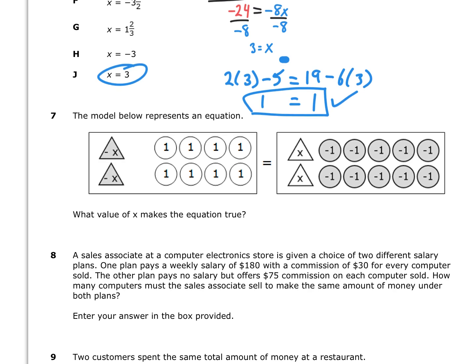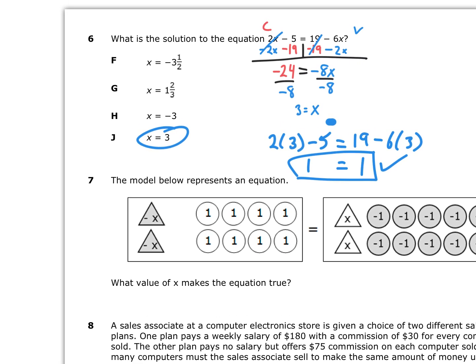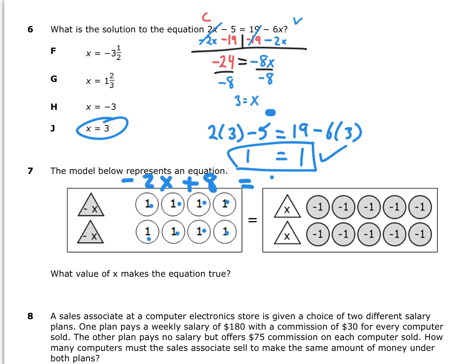Okay, so this is a model. Number 7 is a model, and we need to write out what it is. So we have how many x's here? Well, we have negative 2 x's. And then there's 1, 2, 3, 4, 5, 6, 7, 8, plus 8. And the reason I know it's plus is because those are all positive values. Equals 2x, because there's 1, 2 positive x's. 1, 2, 3, 4, 5, 6, 7, 8, 9, 10, minus 10.